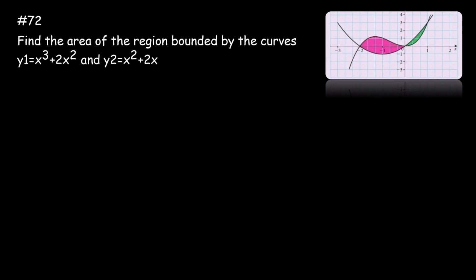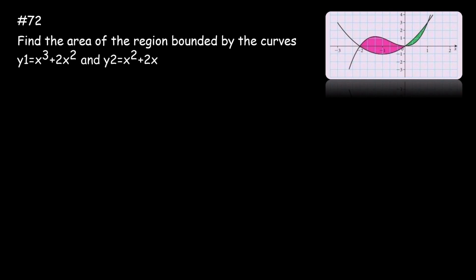Question 72. Find the area of the region bounded by the curves y1 equal to x cubed plus 2x squared and y2 equals x squared plus 2x. So I took these questions, all these questions from a textbook, which I'll leave the titles below in the description box.